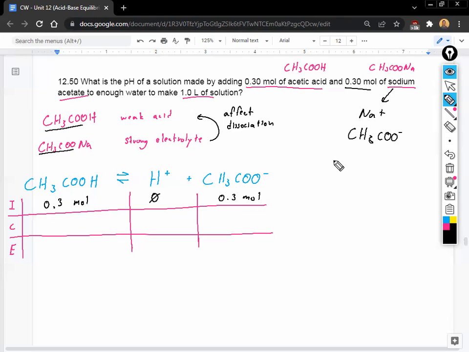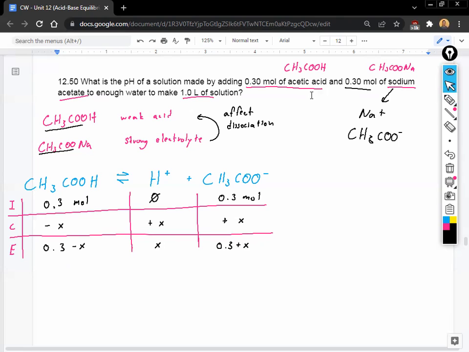But does that make sense why we start the ICE table like that? It's because we start with some of the salt already in there. Okay, so from there, everything else is similar. The acid is still going to break down a bit, which means if I break down some of the acid, we're going to gain some of these guys right here. And so that means we're going to get 0.3 minus x, we're going to get x. And here we're going to get 0.3 plus x.